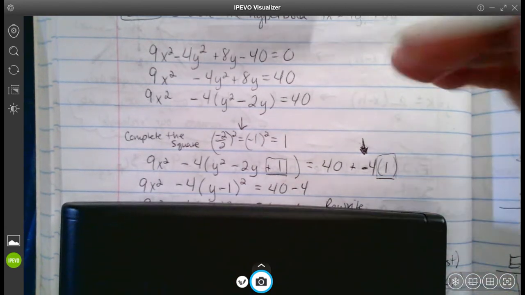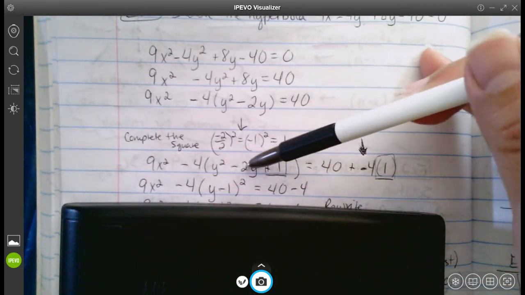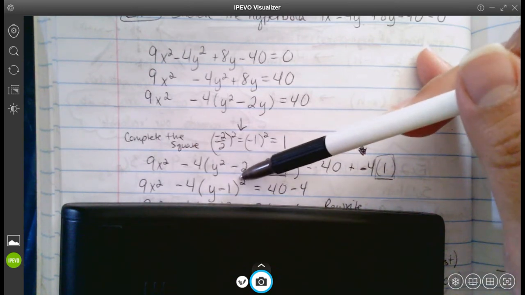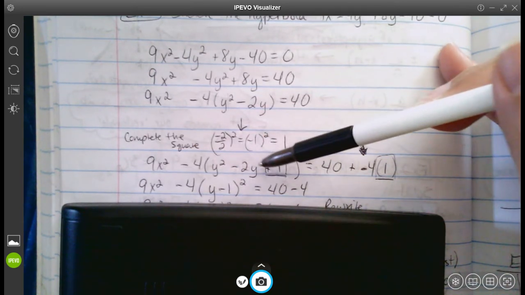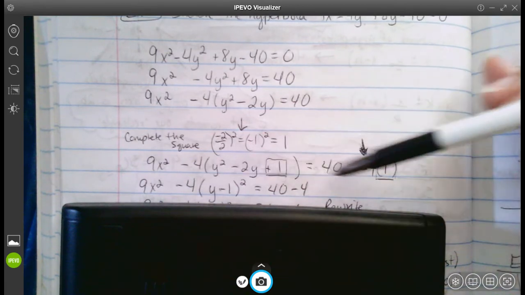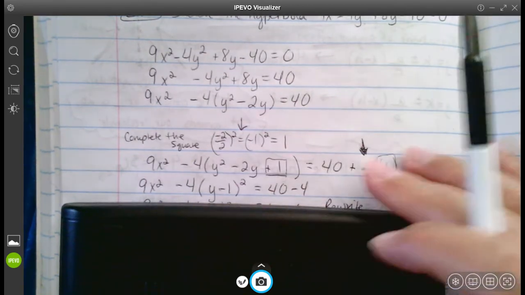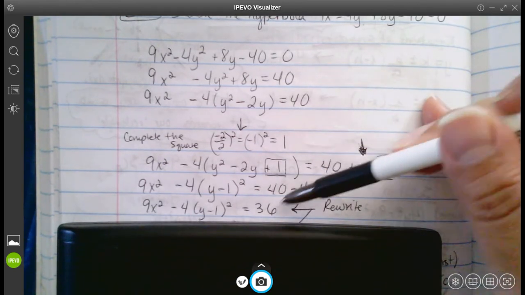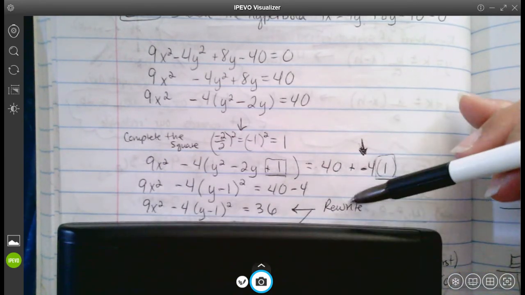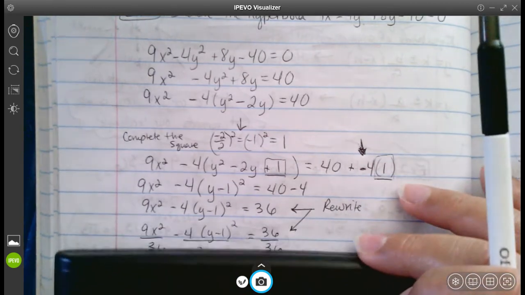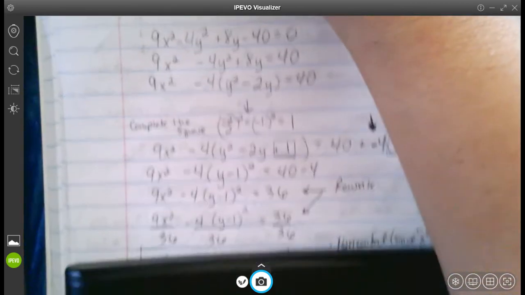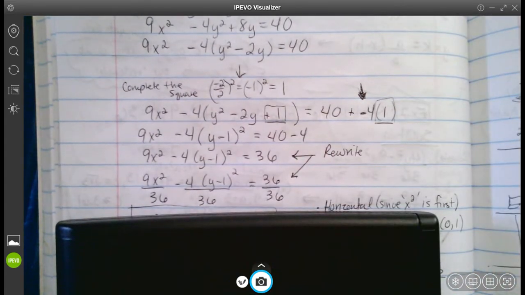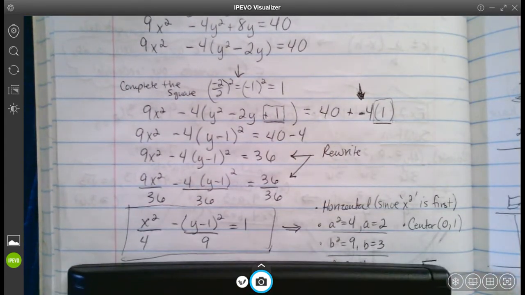We factor. This comes out to y minus 1 squared, because y minus 1 times y minus 1 is y squared minus 2y plus 1. And over here, I changed that to minus 4 just to show the steps. I subtracted: 40 minus 4 is 36. Then we rewrite this part, because remember, we want a 1 on the right side. So I divide everything by 36 and I end up with my equation.